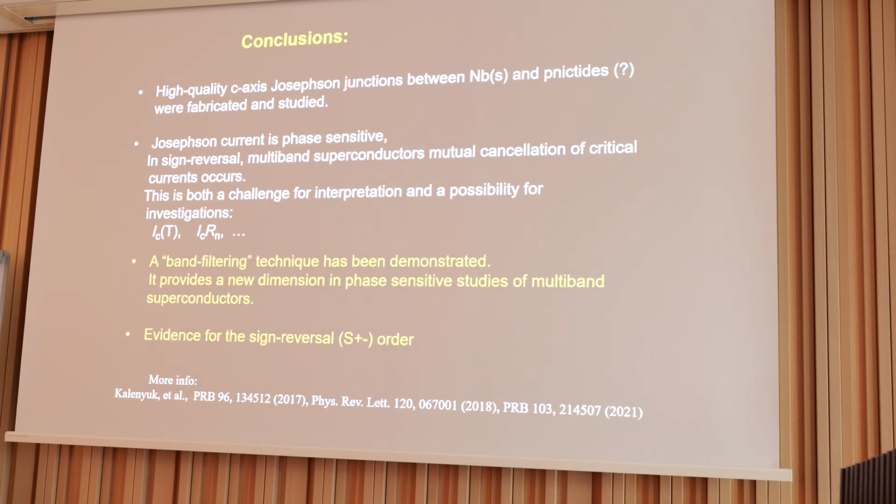Our main result is this new band filtering technique that we have demonstrated. So by introducing an intermediate layer, we can select specific bands in the structure, and it provides a new dimension in phase-sensitive studies of multiband superconductors. And our experiment with the copper interlayer supports the evidence for the sign-reversal S plus minus order parameter with sign change between central and corner bands.